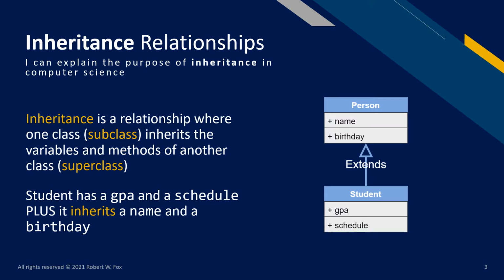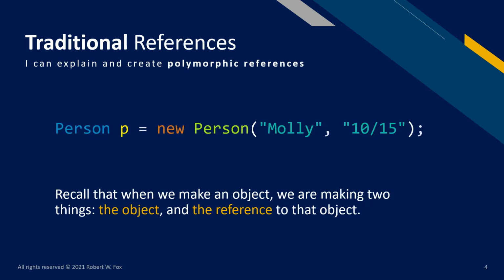If you've been watching the lessons up to this point, you've seen this slide already, but just as a quick review, recall that this is all dealing with inheritance, which is a relationship where a subclass inherits the variables and methods of a superclass. For this lesson, we're going to use the example that we've been using for a while, which is the person superclass and the student subclass. Notice that a student has a GPA and a schedule, but they also inherit the name and birthday from the person superclass. The line of code that you're seeing right now creates a person object.